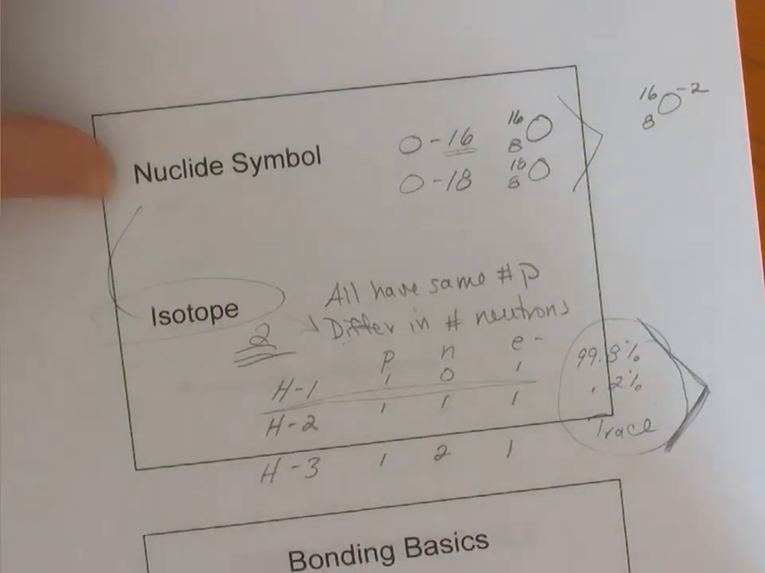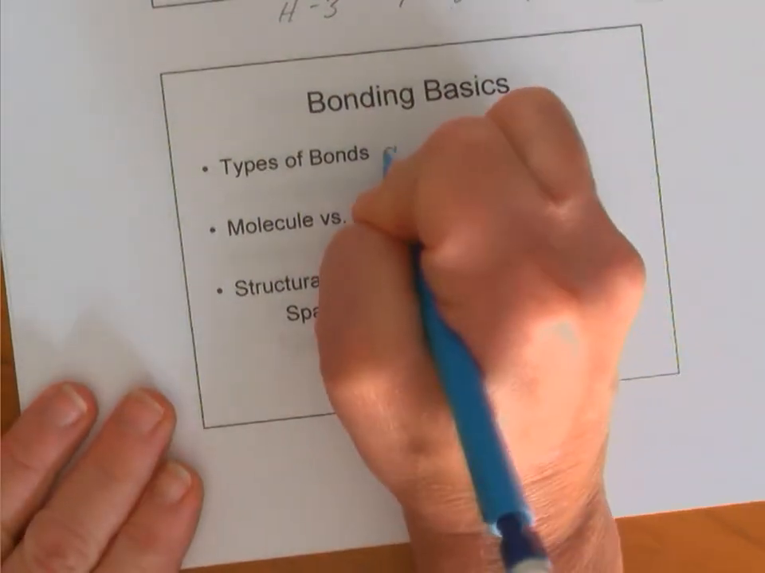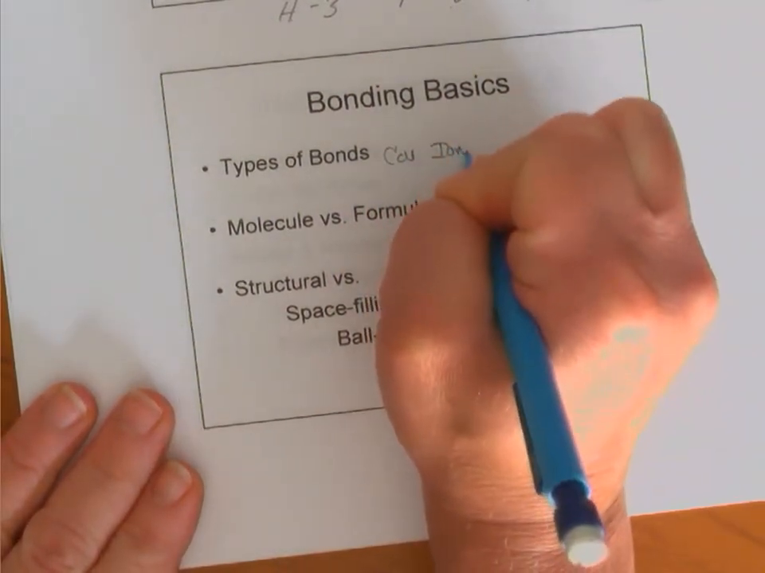All right. So, just to review some terminology. The types of bonds, remember, are covalent, ionic, and metallic.